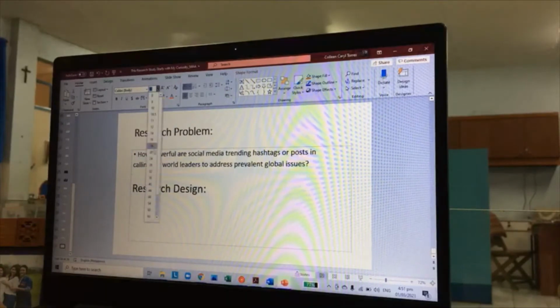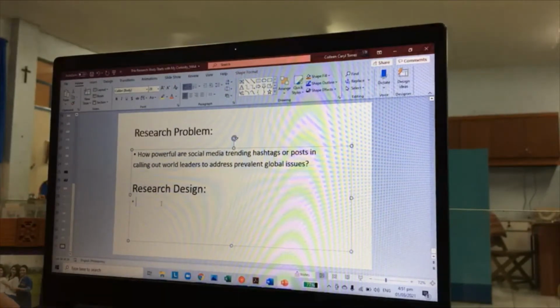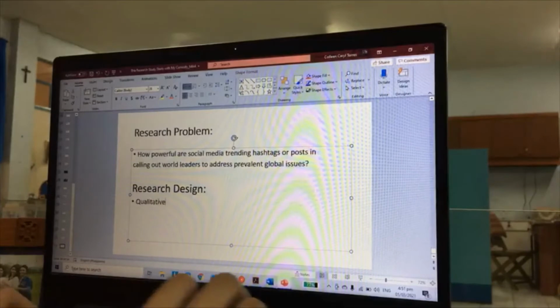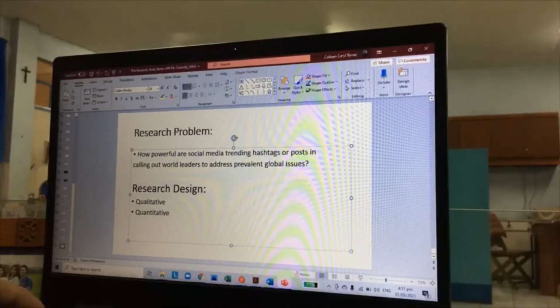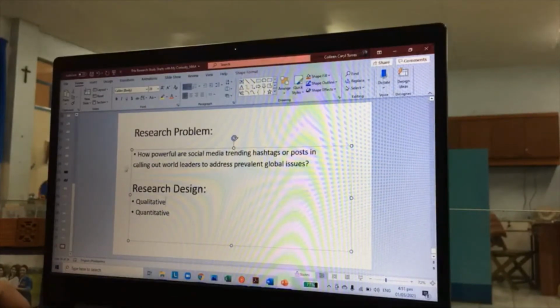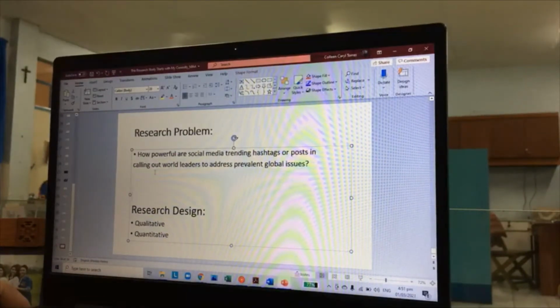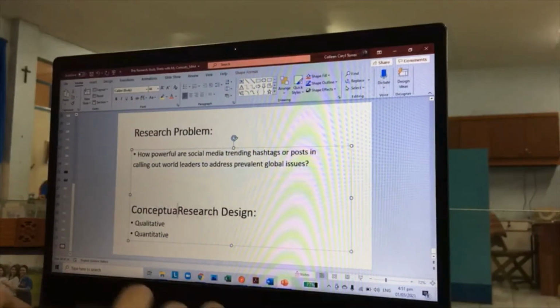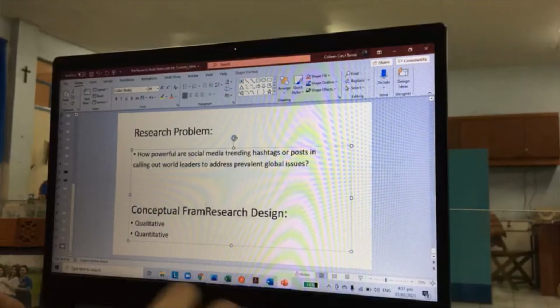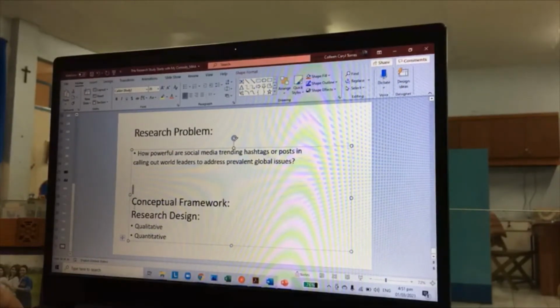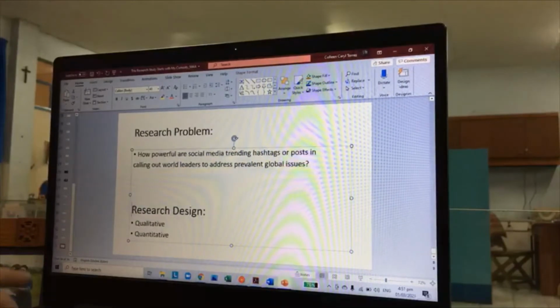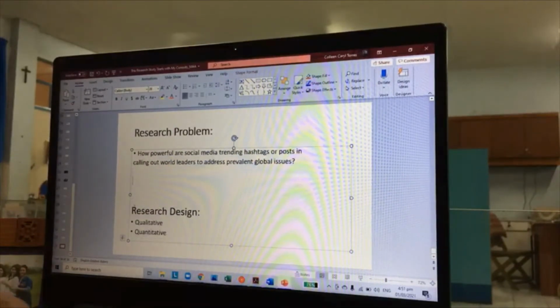So would it be qualitative? Usually the overarching research design plans are quantitative or qualitative. So in order to determine what would be the conceptual framework, sometimes the design is not visible. That's why the conceptual framework is important, as you may already know, because it will help us create the flow of the study.